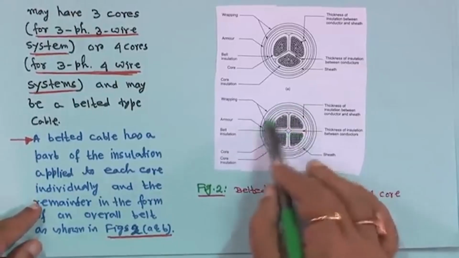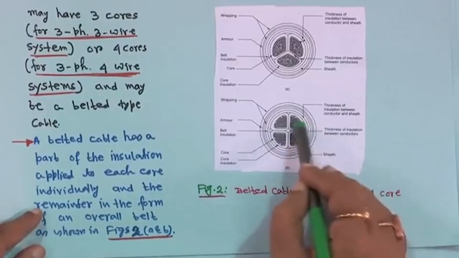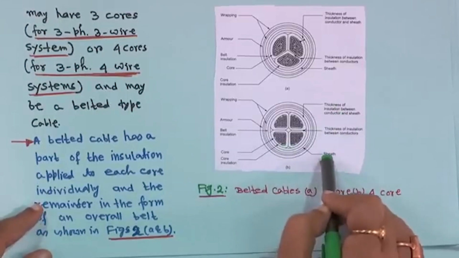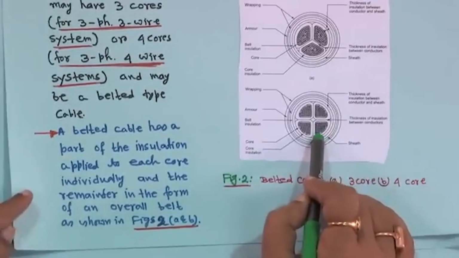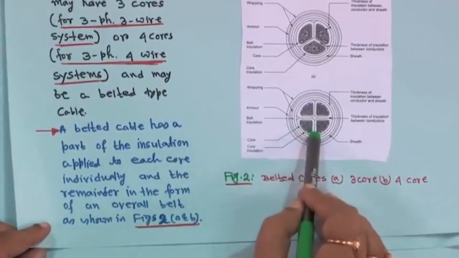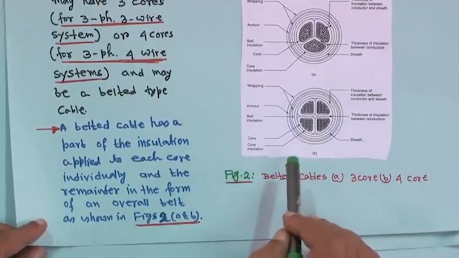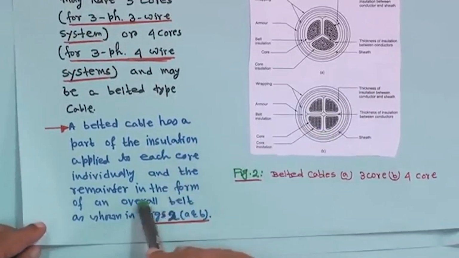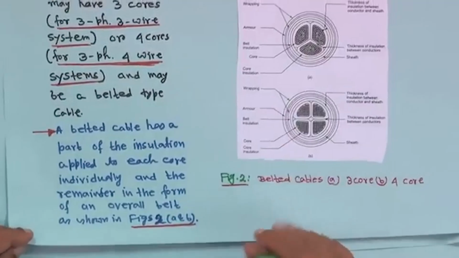So just see, so many things are wrapped on the conductors: insulation, then armor, then core insulation is required, then insulation between conductor and sheath is required. Everything is required to manufacture the cable. This is the 4 core cable, and this is a belted cable because all the cores are together. A belted cable has a part of the insulation applied to each core individually, and the remainder in the form of an overall belt, as shown in figure 2a and b together.